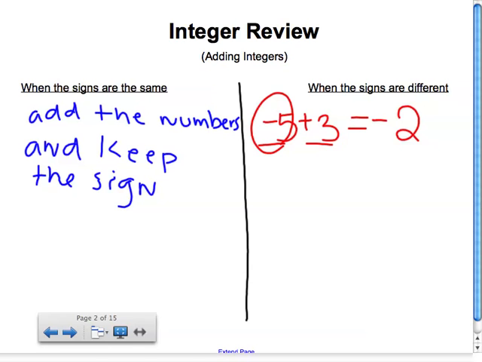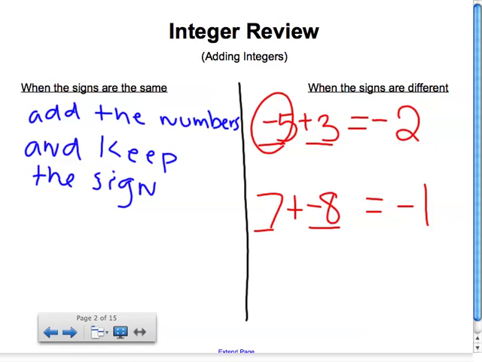So here's another example. 7 minus 8. We never subtract, so we keep, change, flip, right? Subtracting is the same as adding a negative. The signs are different. 7 is positive, negative 8 is negative. So we subtract the numbers. 8 minus 7 is 1, and then keep the sign of the number with a larger absolute value. So negative 8 has a larger absolute value, so our answer will be a negative.